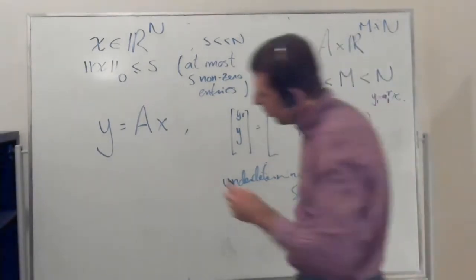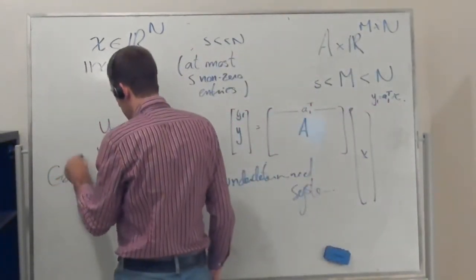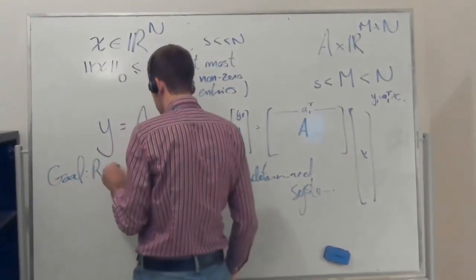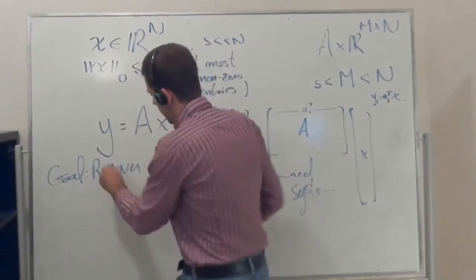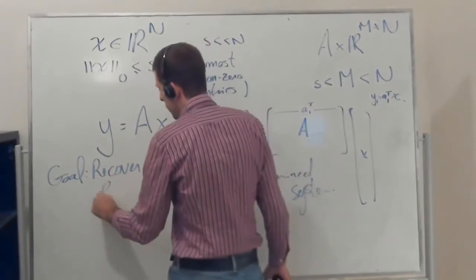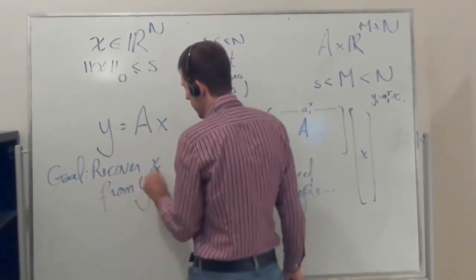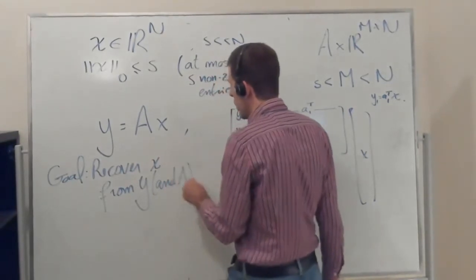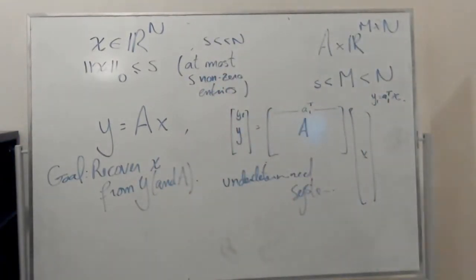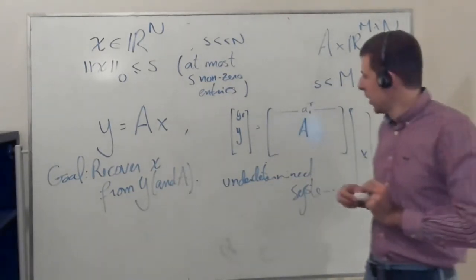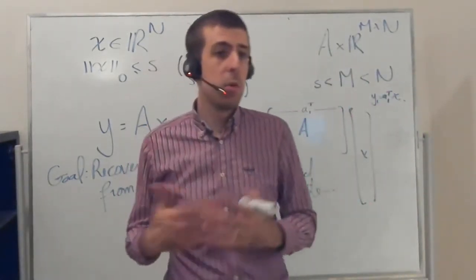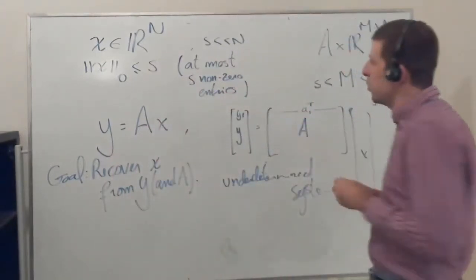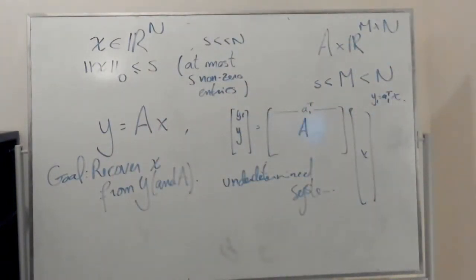Okay, so now the goal is to recover x from y. And of course, A, because A we know. A can be designed, for example. Of course, in general, we can't do this. If m is smaller than n, the linear system is underdetermined, and so we cannot do this in general, but we'll have to somehow use the sparsity. The whole point of compressed sensing is to exploit sparsity to be able to solve this linear system.